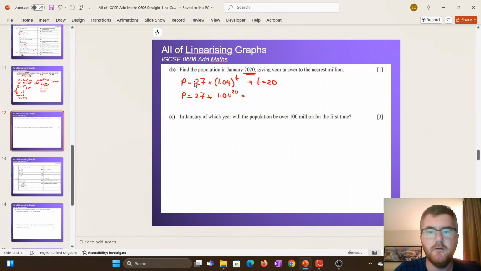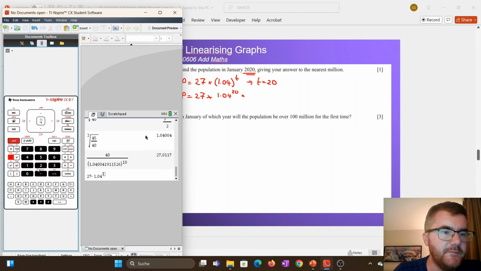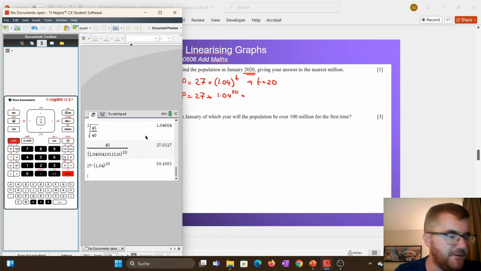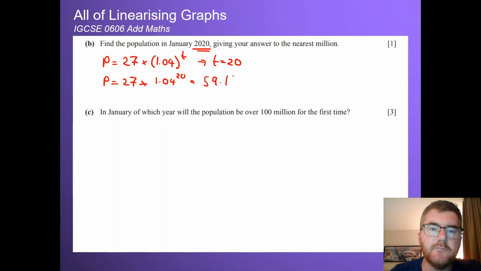So let's go to our calculator. 27 times 1.04 to the power of 20, and that gives us 59.16, nearest million. Yep, so dot dot dot. So we just need to round it to our nearest whole number here, so just 59.